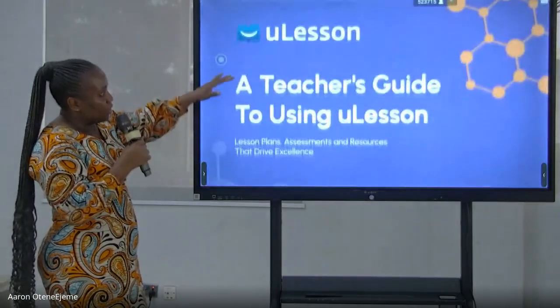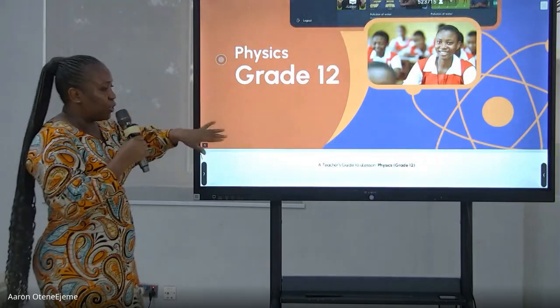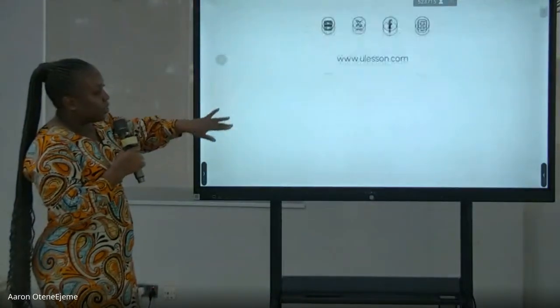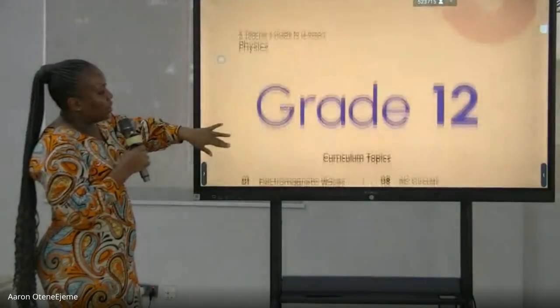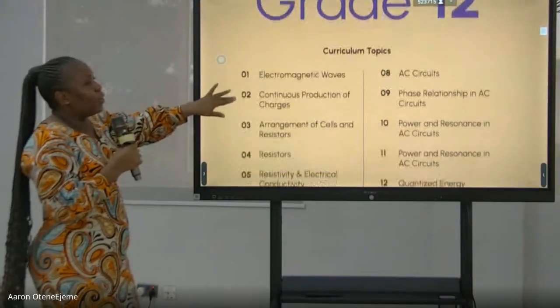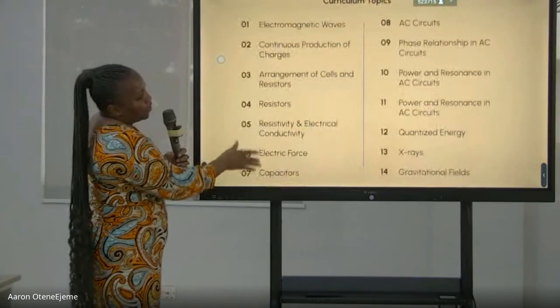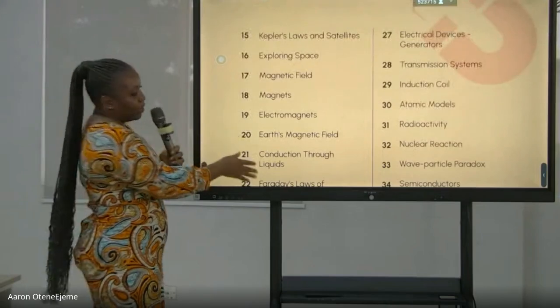So this is a guide for senior secondary school physics, I think physics grade 12, which is SS3. This is just contact details, introduction, and then we go here. And then you have curriculum topics. This curriculum topics list is not exhaustive. It just shows you how many topics we have covered.